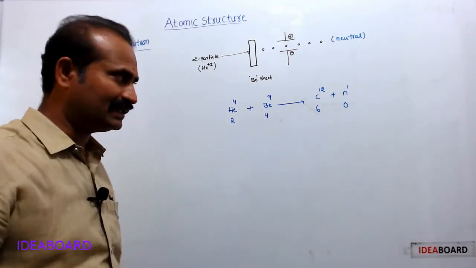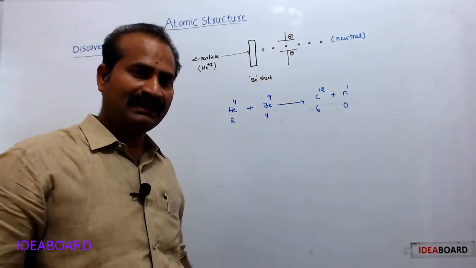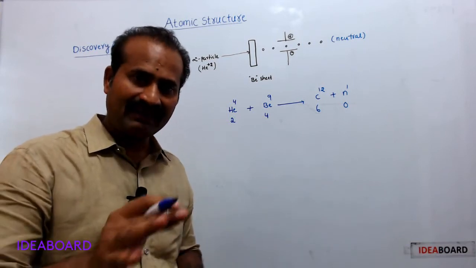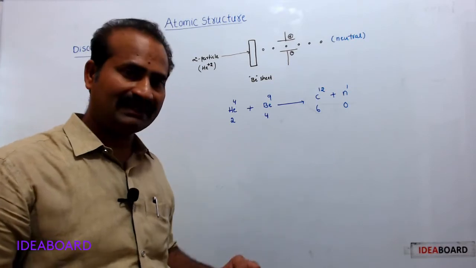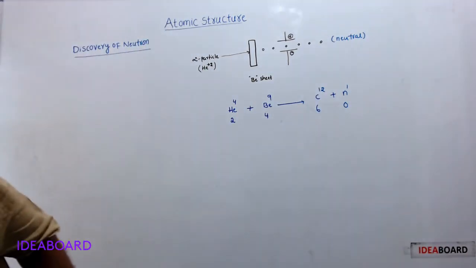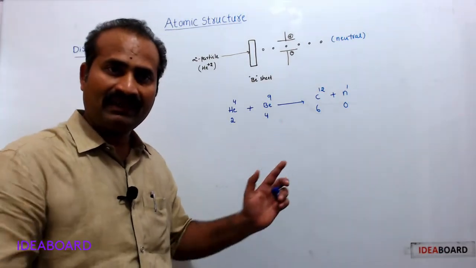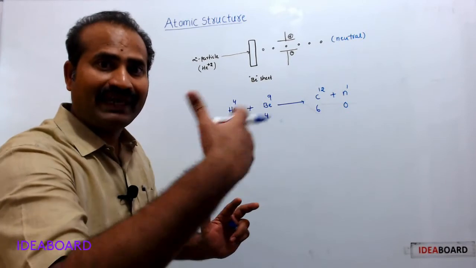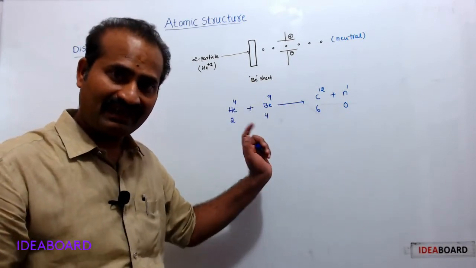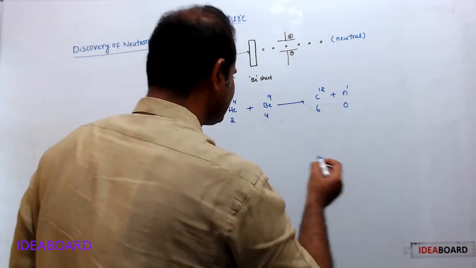See, this is nuclear reaction. What is the difference between chemical reaction and nuclear reaction? In chemical reaction, atoms are preserved. Nothing will happen to atoms. But in case of nuclear reaction, one element converted into another element. Here, atoms are not preserved. So, therefore, it is nuclear reaction.